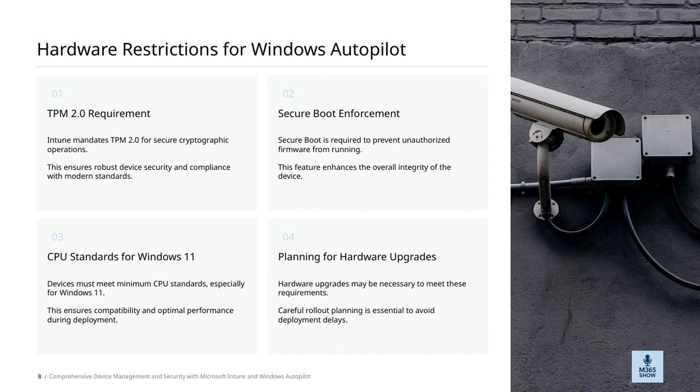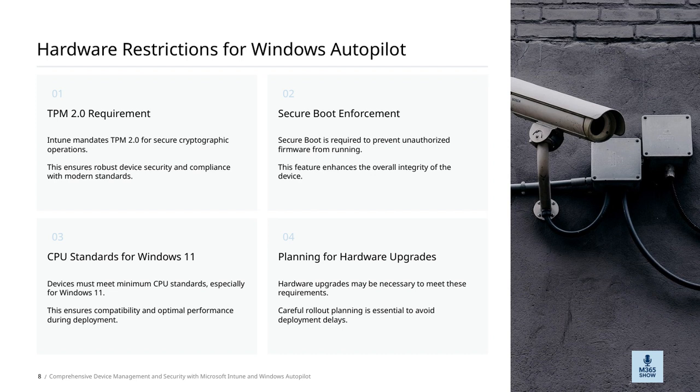If the hardware isn't up to par, it can cause performance issues or delays, so checking CPU standards beforehand is crucial. Next, secure boot is a mandatory feature. This helps prevent unauthorized firmware from running on the device, which significantly enhances security by ensuring only trusted software can start up. Finally, Intune requires devices to have TPM2. This chip is vital for secure cryptographic operations, providing a strong layer of security and ensuring compliance with modern standards.